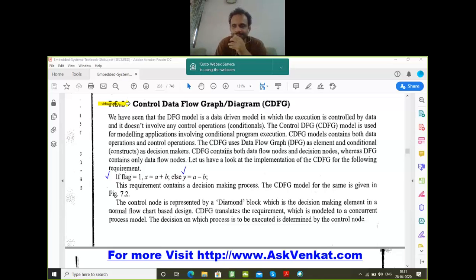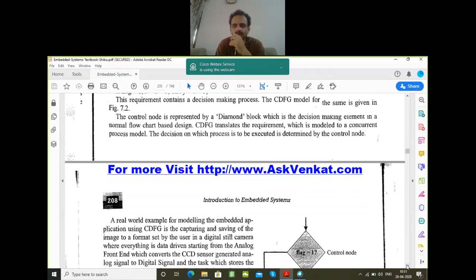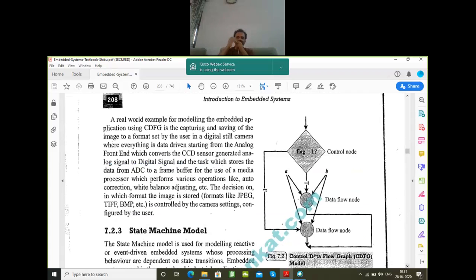Okay, so we will see an example. So this is the control data flow graph. We have a diamond shaped box here, which shows a control variable. It is called a control node.